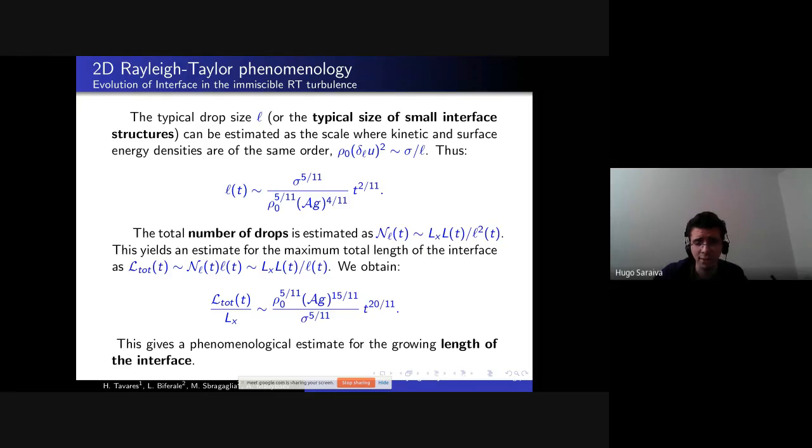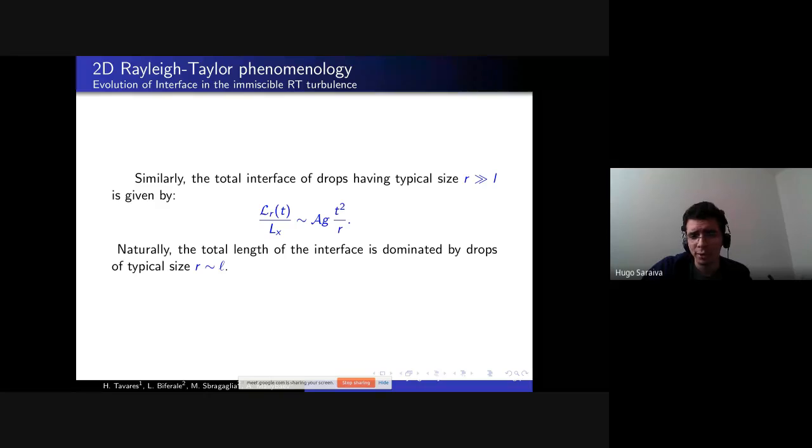And also, using the same assumptions for the immiscible case, you can obtain statistics for the typical drop size of the system, looking for the scale where the kinetic energy density and the interface energy density are of the same order. And we extended this phenomenology to provide an estimate of the total length of the interface. Actually, this estimate is an upper bound for the interface, and we're going to check some of these phenomenological claims. Similarly, using a very simple dimensional analysis argument, we provide a phenomenological prediction for the typical size associated with structures with different size than the typical drop size. And you see that the total length associated with these structures scales linearly with the curvature.